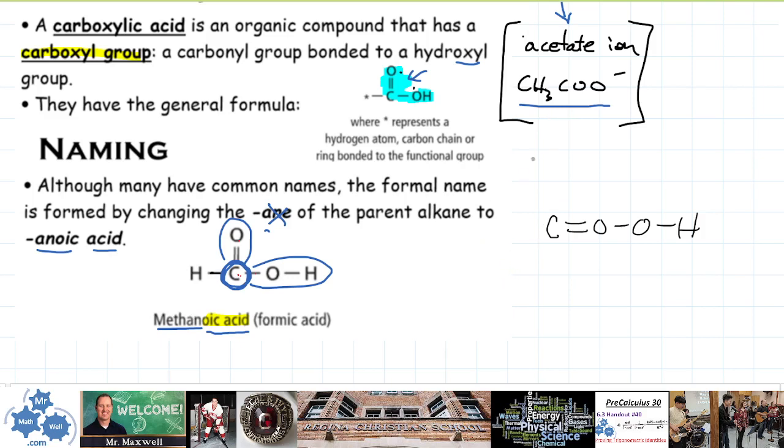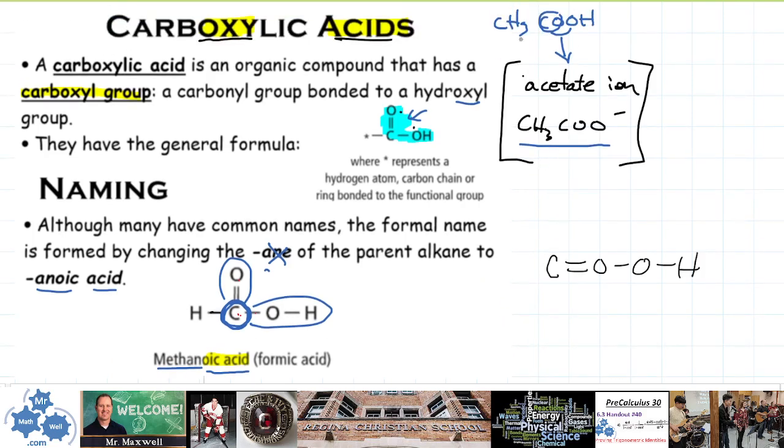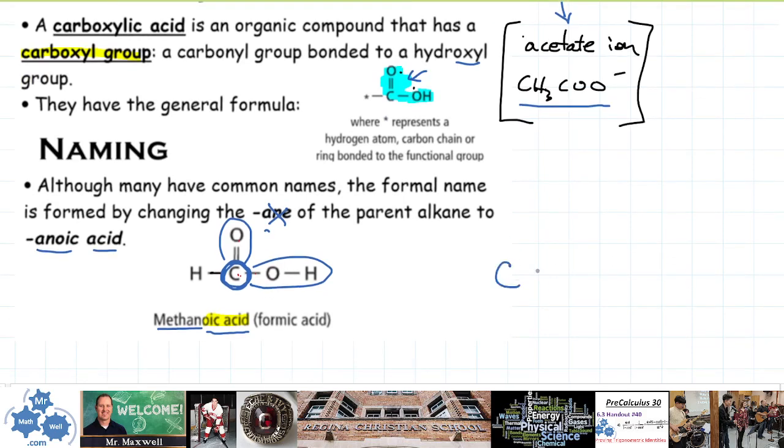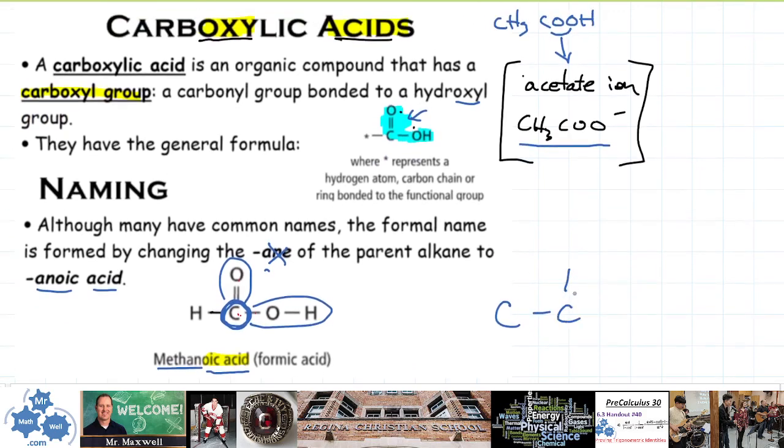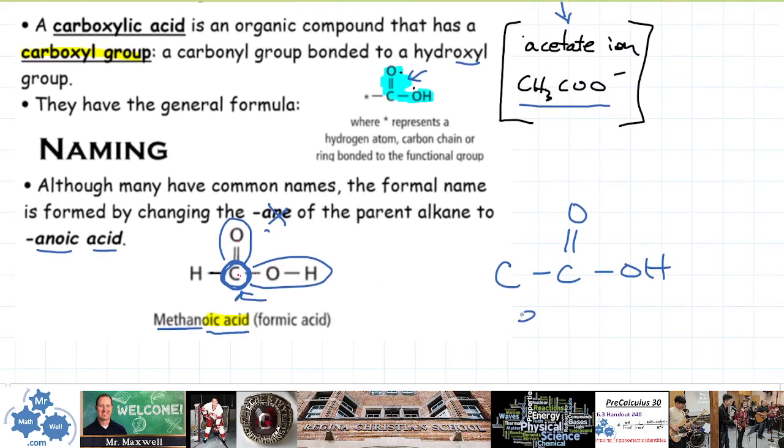So what's this one that I drew over here? How many carbons does it have? Let me draw that out a little more in depth. We have a C, and then another C, doubly bonded to O, singly bonded to OH. If this is methanoic acid, what do you suppose this one is? You said it: ethanoic, because ethane, so it's ethanoic acid.